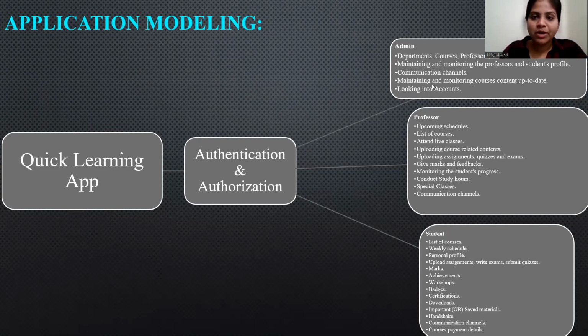We have 3 roles: admin, professor, and student. When the admin logs in, the features we provide are that he is able to see the list of departments, courses, professors, and students under that organization, maintain and monitor the students' and professors' profiles and communication channels, keep the course content up to date, and look into the accounts such as professor salary and students' course payment details.